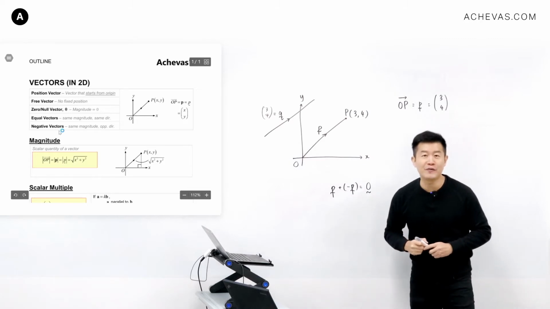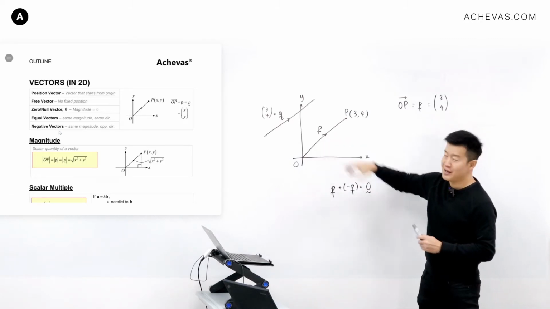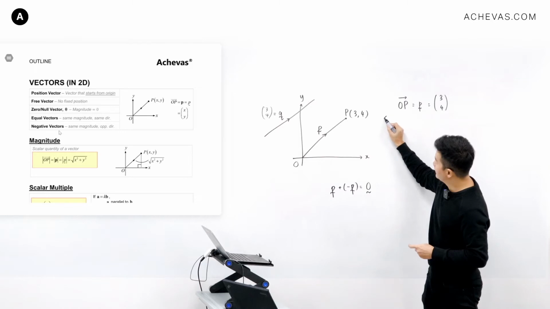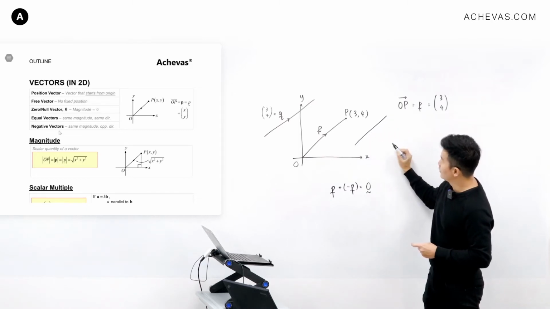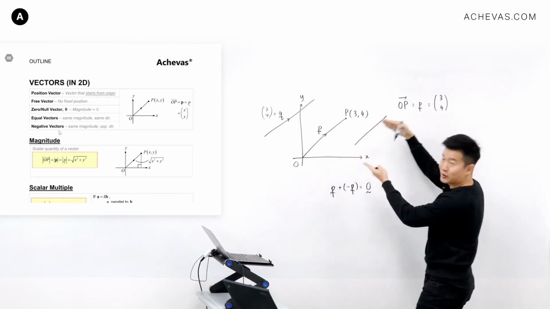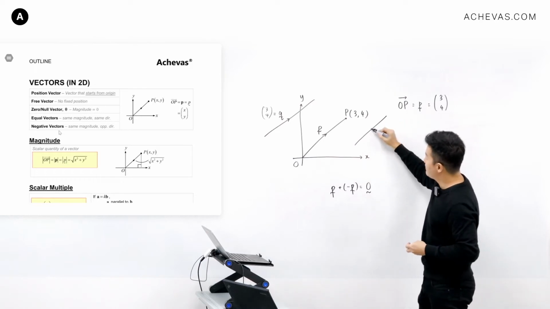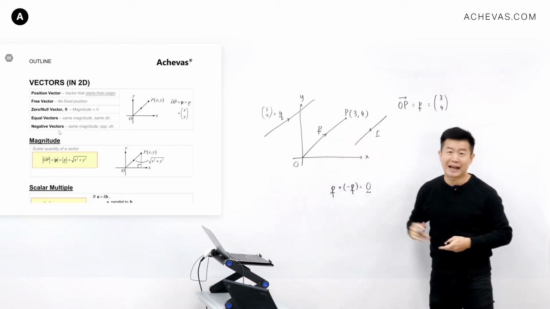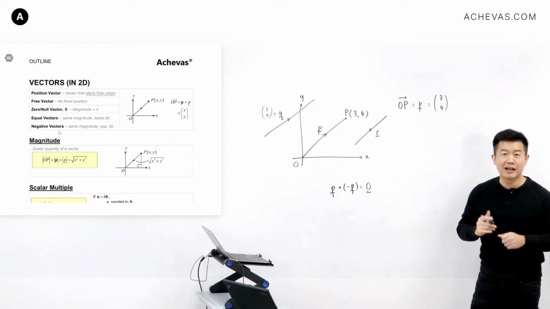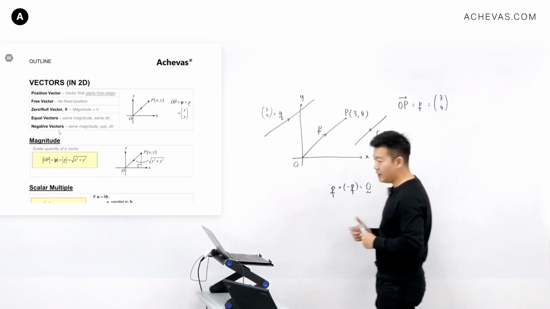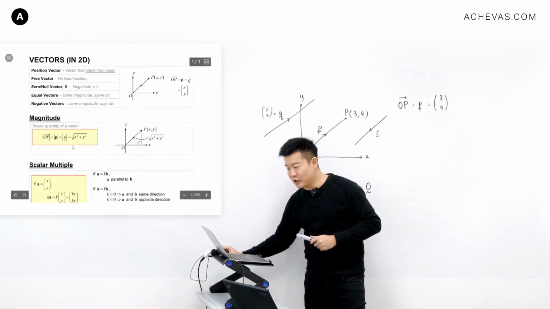So let me draw a free vector that is a negative vector of p, which can probably look something like this. Okay, hopefully you are seeing it as something that is of the same length. So they share the same magnitude, but I'm going to make it opposite direction. So r is going to be negative of p. They are negative vectors.